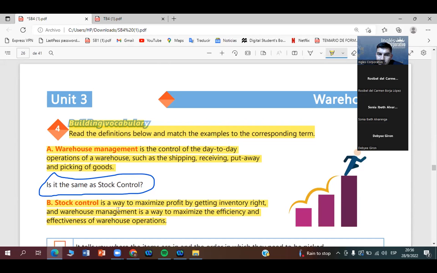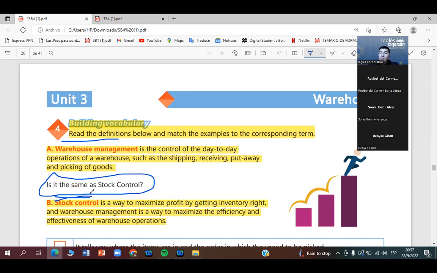Stock control is a way to maximize profit by getting inventory right. In warehouse management, it's a way to maximize the efficiency and effectiveness of warehouse operations. Very nice. Stock control and warehouse management. Stock control is a way to maximize profit by getting inventory right, and warehouse management is a way to maximize the efficiency and effectiveness of warehouse operations.